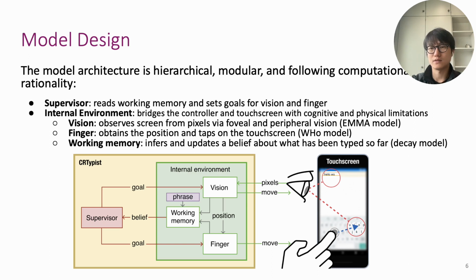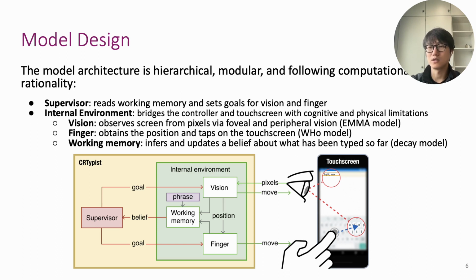Inside the internal environment, there are three internal modules. Vision moves the gaze and observes the screen from pixels through foveated and peripheral vision. Finger obtains a position accordingly and taps on the virtual keyboard. And working memory infers what has been typed so far, updating the related beliefs by means of the targeted text phrase and information from vision and finger.